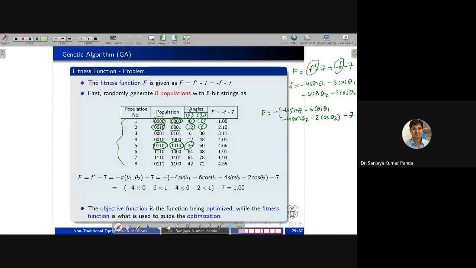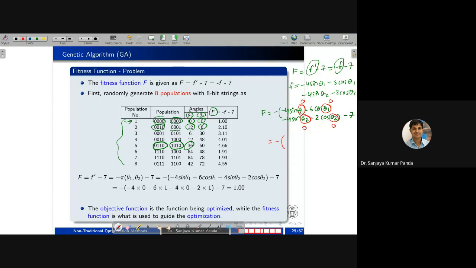Now you tell me, if you choose one particular population, can you calculate the fitness value f? Can you calculate or not? You can calculate, right? For the first population, theta 1 value is 0, and theta 2 is also 0. Solve it. You will get minus sine 0 means what?